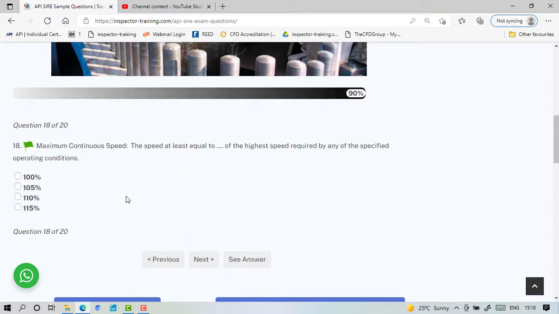Maximum continuous speed: the speed at least equal to 105% of the highest speed required by any of the specified operating conditions. TIR, total indicator reading: the difference between the maximum and minimum reading of a dial indicator during one complete revolution of the monitored surface. If you do 2, then still you will have the same thing really. So minimum is 1 and that's it.